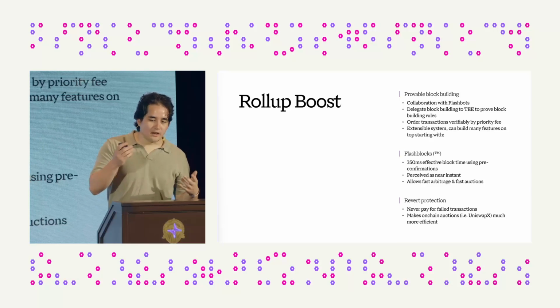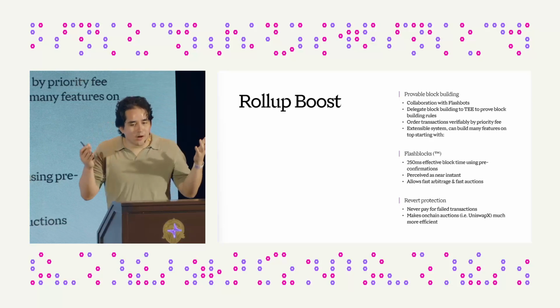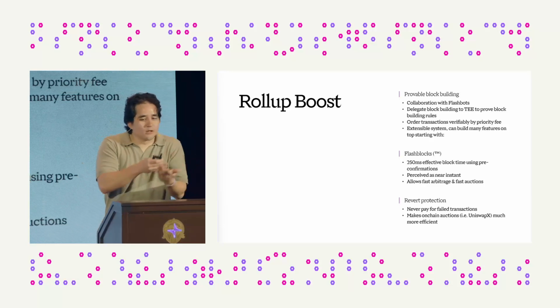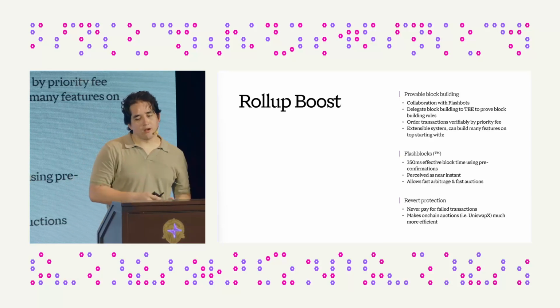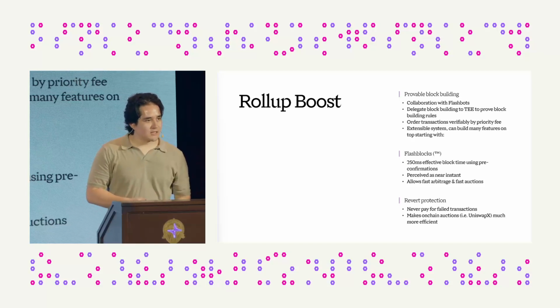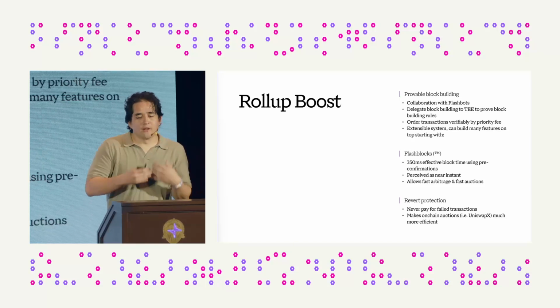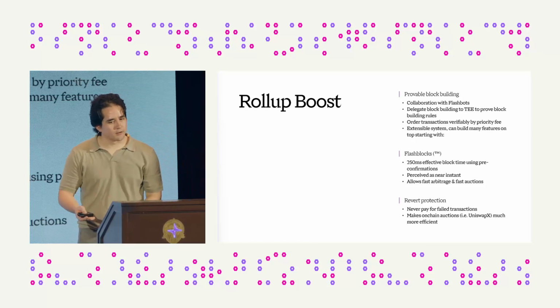Okay, cool. So again, Rollup Boost in general is provable block building. We can give different rules to the way the blocks are built, the way that transactions are ordered, the way that they're included, and so on, and prove them via this trusted execution environment. So it's an extensible system where we can add all kinds of different features.